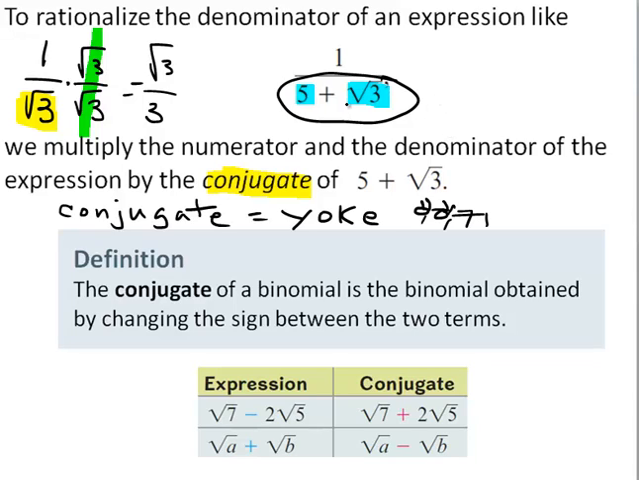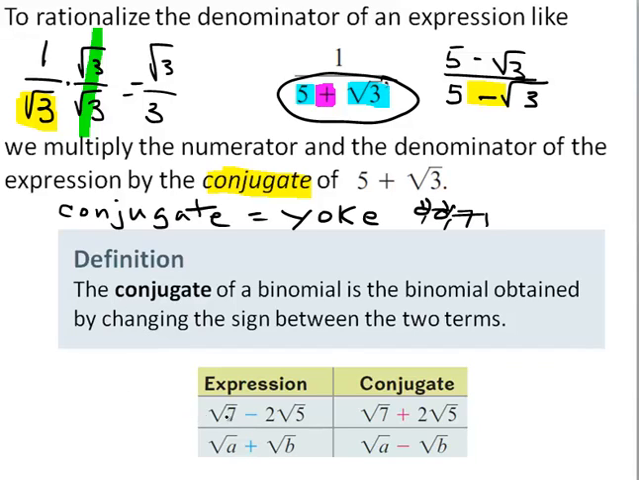Now, the conjugate of this term is the same thing, only the sign is different. So I have a 5 and I have a square root of 3, but instead of a plus, I have a minus. And what I do to the bottom, I have to do to the top. And this is kind of cool because what it'll do is get rid of the radicals in the denominator.